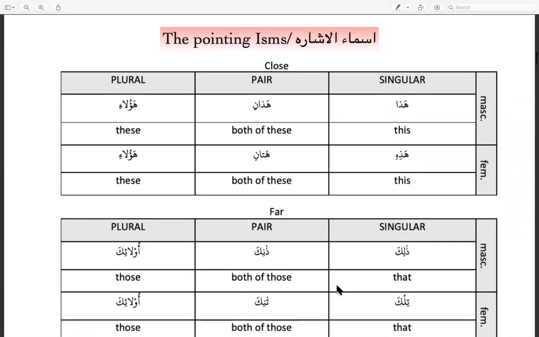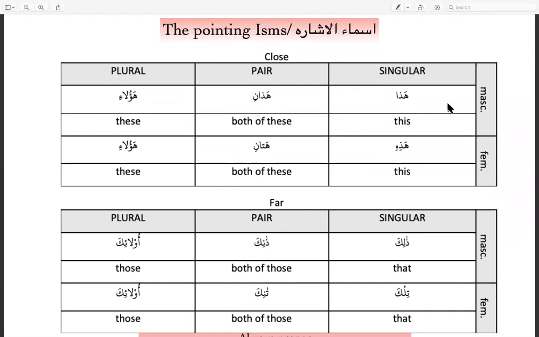Now, what are Ismul Ishara? These are the ones. Haza, this is the singular masculine. Hazani is the dual. If I want to point towards two things, then I need to use the word hazani. Then for the plural, I have haulai. So haza, hazani, haulai. We see the word haulai in the Quran Pak many times. Haza is singular, hazani is dual, and haulai is plural, and this is for masculine.